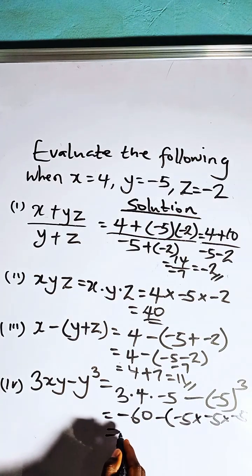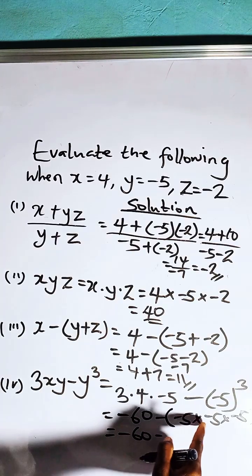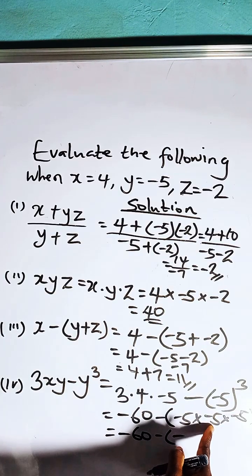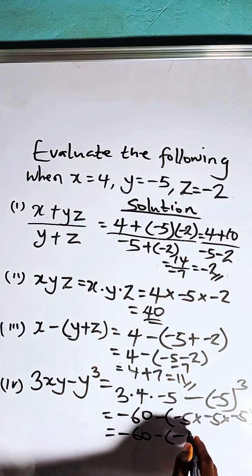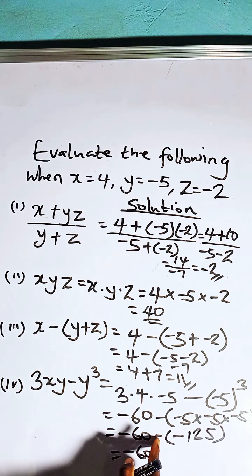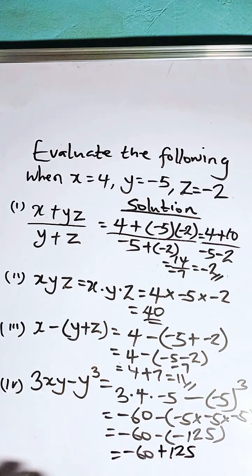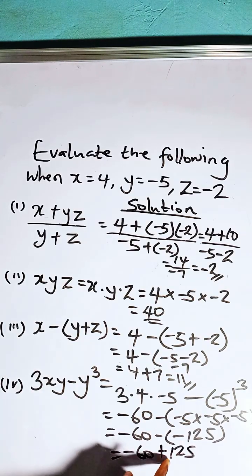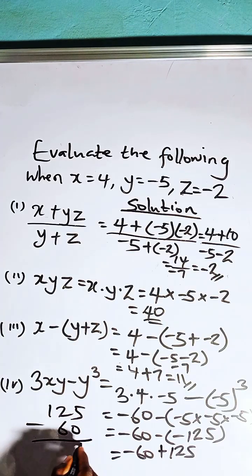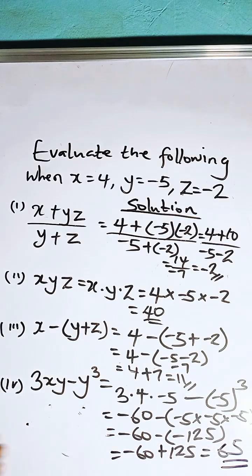So we have -60 minus what is within the parentheses. Minus times minus is plus, and plus times minus is minus, so we have minus. 5 times 5 is 25, and 25 times 5 is 125. So we have -60, and -1 times -125 is plus 125. So -60 plus 125 is the same as 125 minus 60. When we subtract, we have 65. Thank you very much.